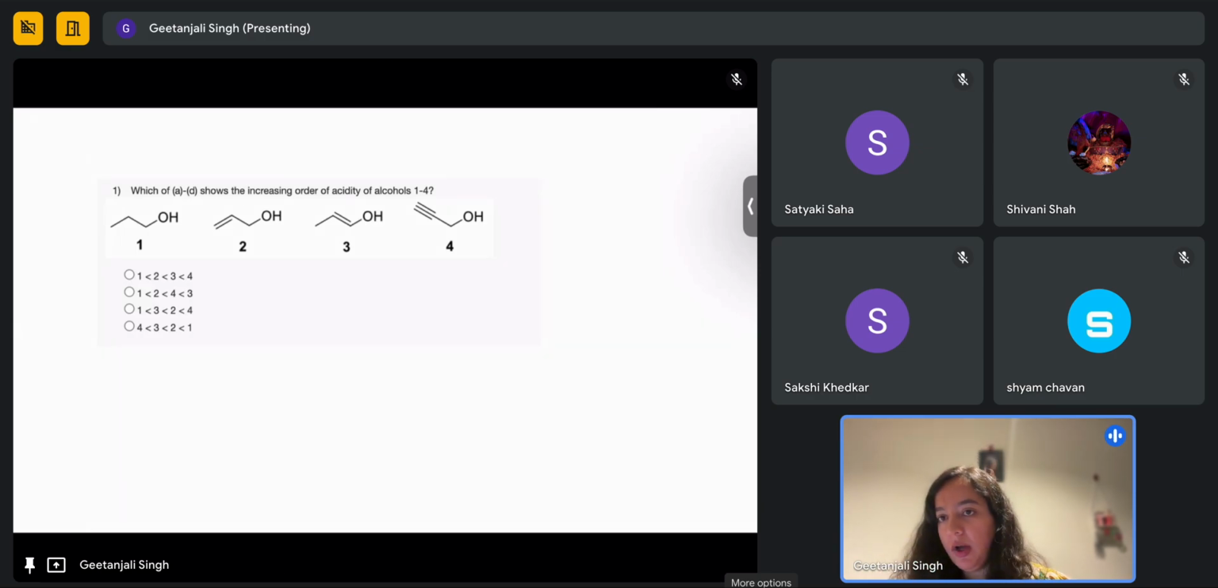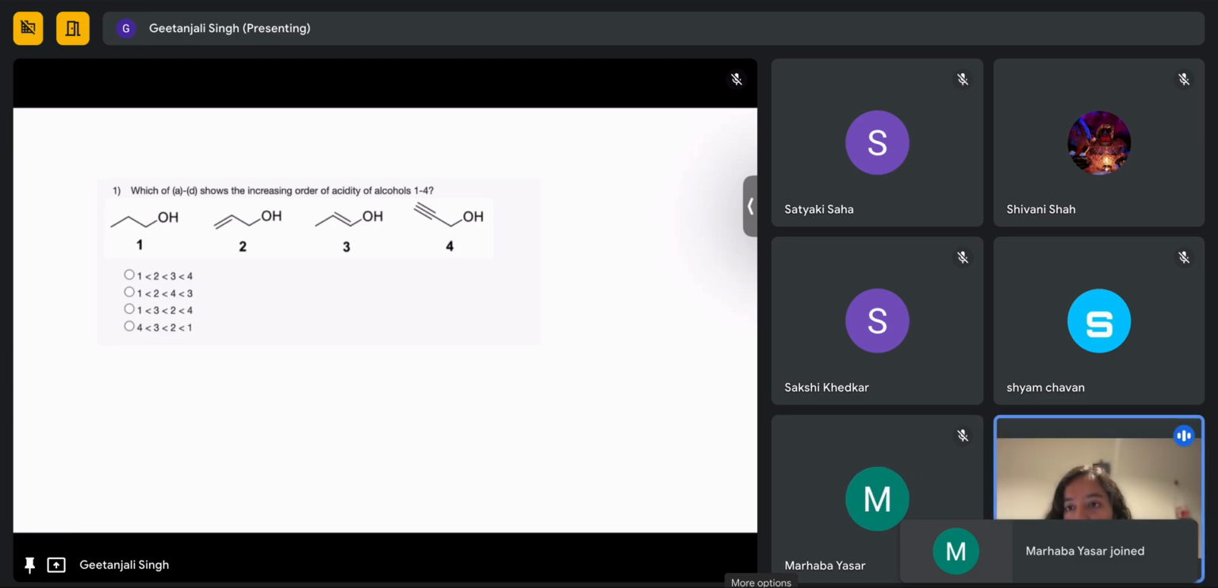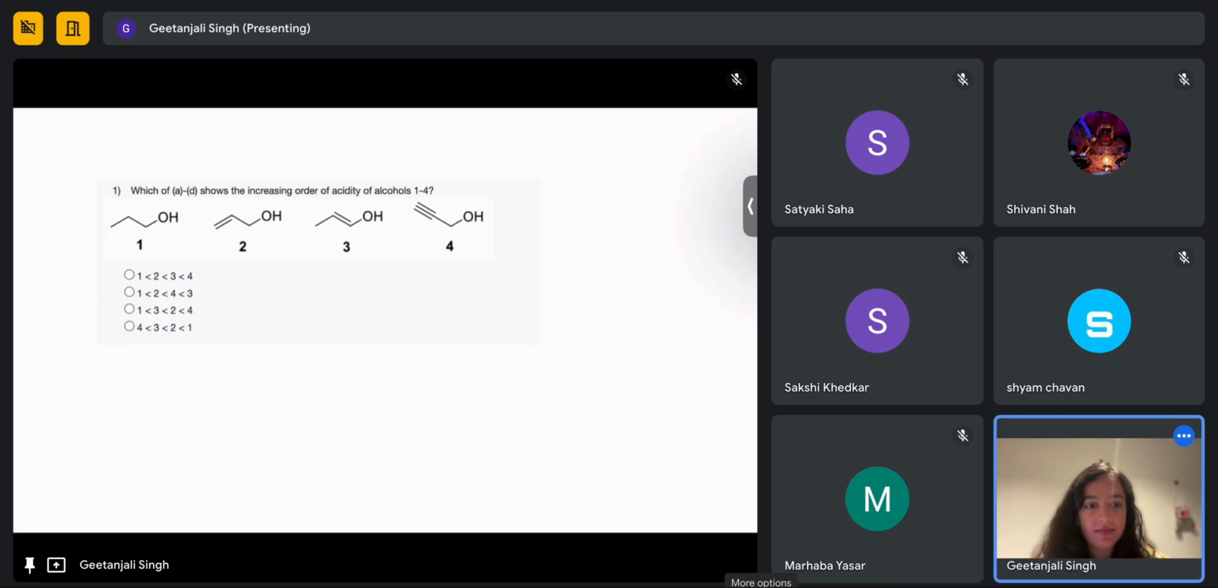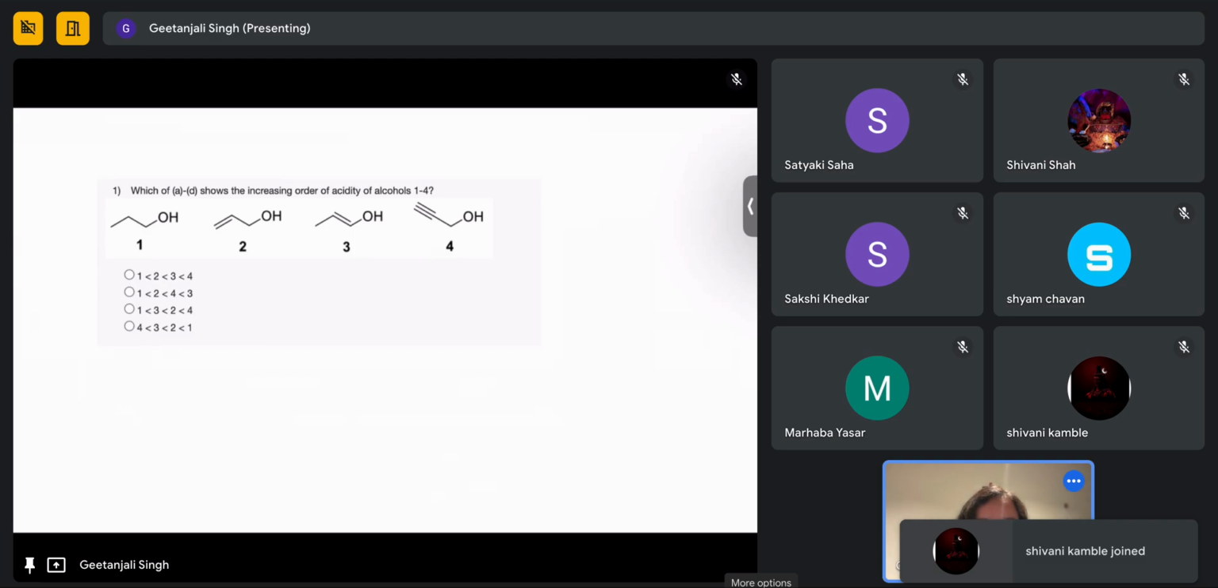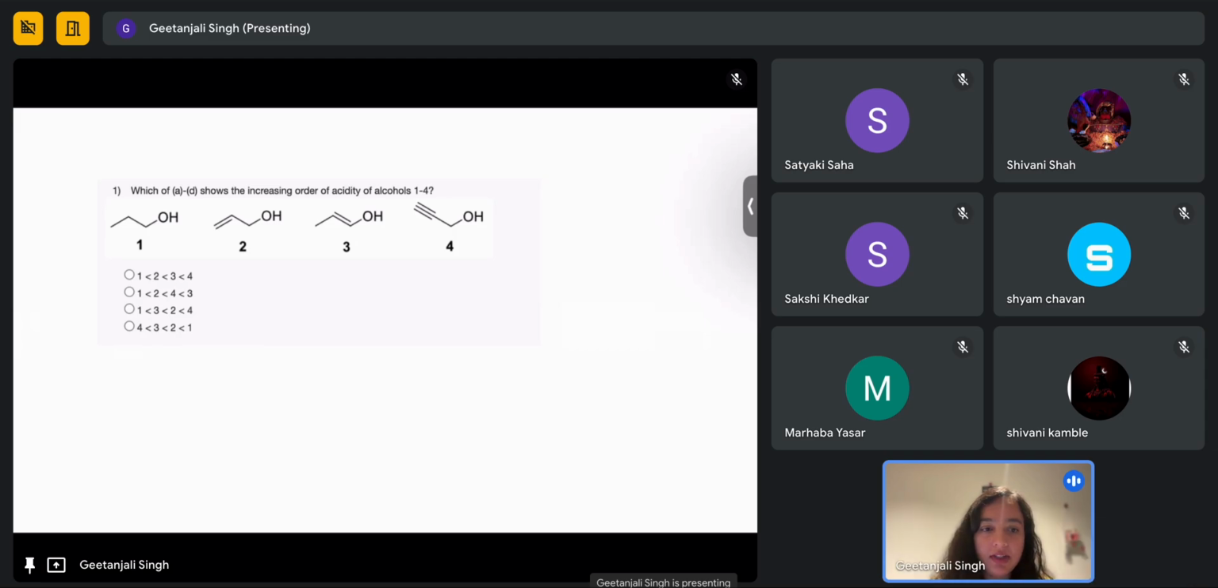So, question number 1. Which of the following shows increasing order of acidity in alcohols? Guys, this is alcohol. You are given 4 options. You have to decide which one is the strongest and in increasing order, that is from smallest to highest. Try to put your answer in the chat box so that I can get an idea what you guys are understanding.